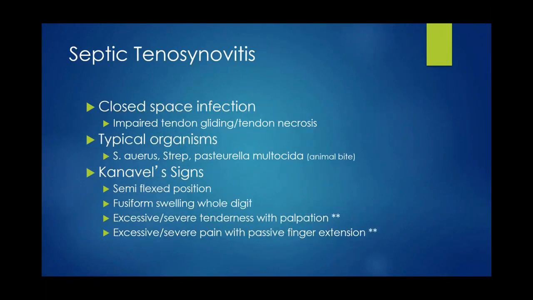Septic tenosynovitis typically would present to the emergency room as it would be quite painful. It's typically involving one of the tendon sheaths, which tend to be closed spaces, would involve some of normal skin flora such as Staph aureus or strep, or Pasteurella from an animal bite. The patients would be exquisitely tender to palpation. They would have a lot of pain with passive or active motion. You would see gross swelling of the involved region as well.